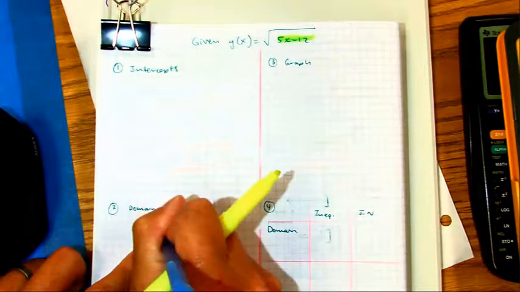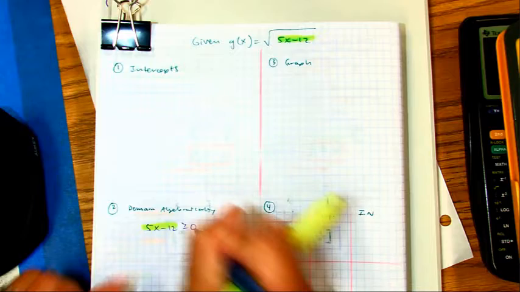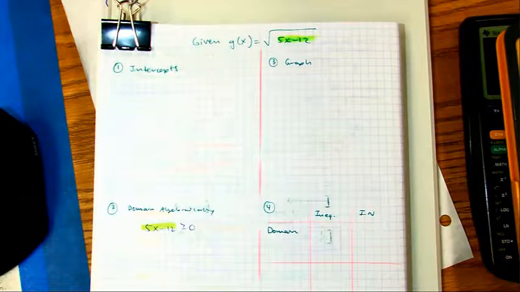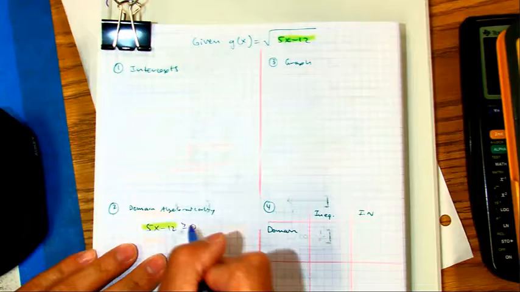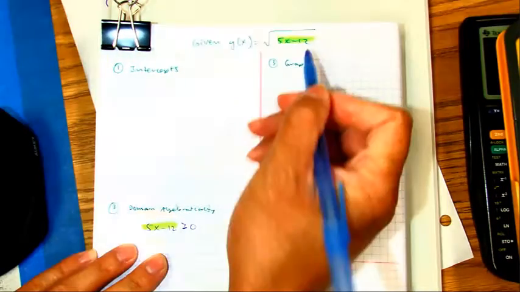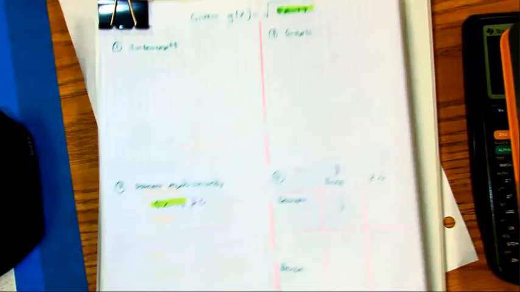5x minus 12 greater than or equal to 0. Now the reason why it is equal to is because you could take the square root of 0, which is just 0. How do you solve that?